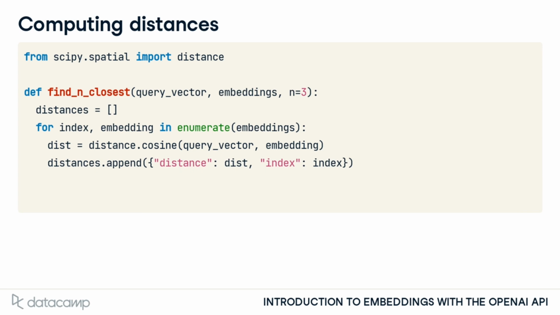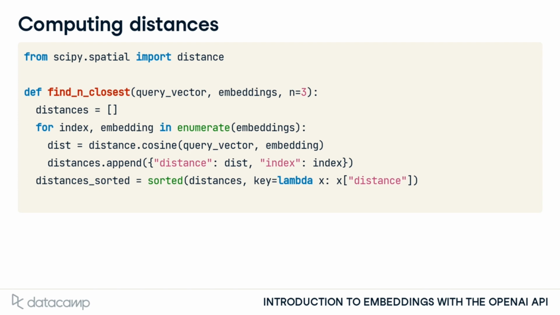To sort the distances list by the distance key in each dictionary, we use the sorted function and its key argument. The key argument takes a function to evaluate each dictionary in distances and sort by. In this case, it's a lambda function that accesses the distance key from each dictionary. Finally, the function returns the closest n results.